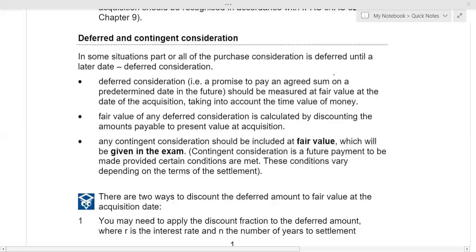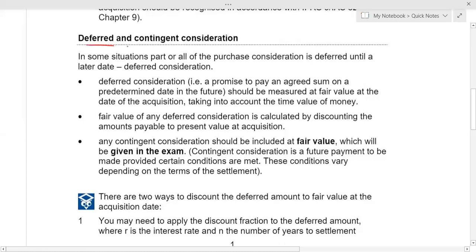In this class, we'll be discussing more details. This is altogether the third class on consolidation. As I mentioned in the previous class, we'll be discussing different varieties of cost of investment and other things.